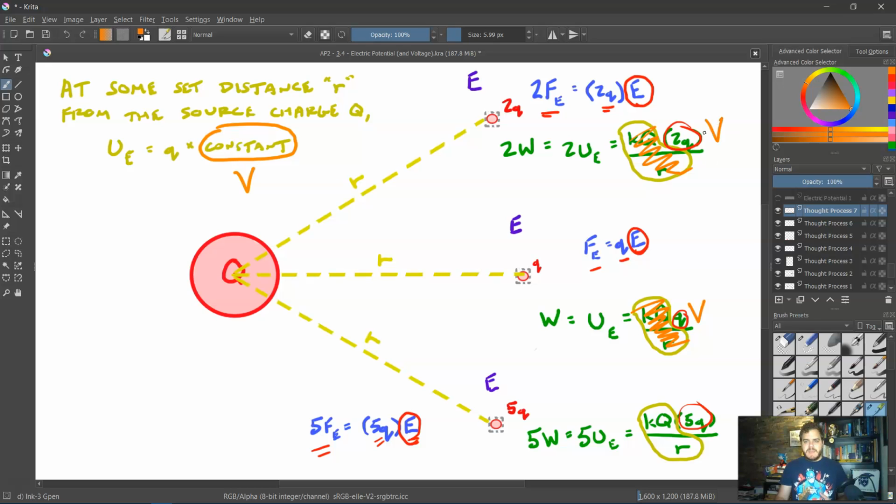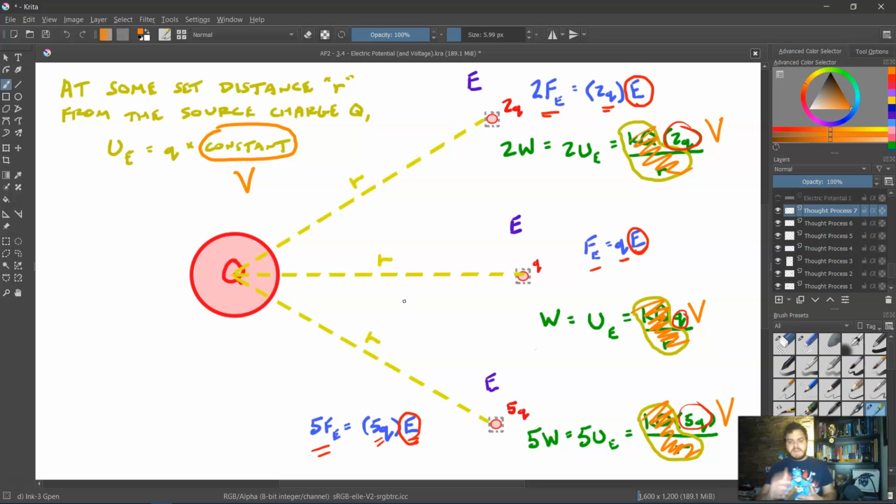I'm going to call that V again. So V times 2Q will give me twice the electric potential energy. And if I go to this bottom one, I'm going to get rid of all that, and say it's just times Q. Well, V times 5Q will give me 5 times the electric potential energy. And this is all perfectly acceptable.